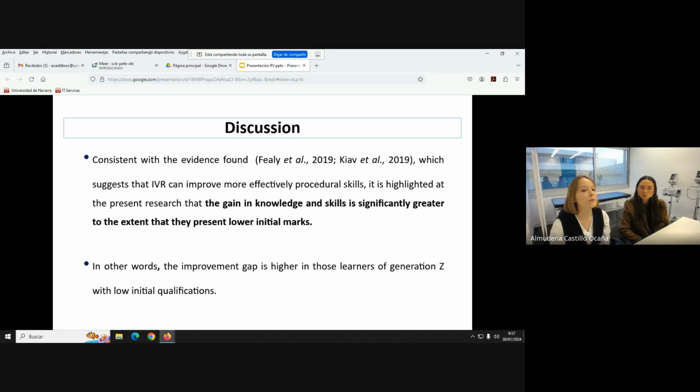Consistent with the evidence found, we suggest that OER can improve procedural skill more effectively. It is highlighted in the present research that the gain in knowledge and skill is significantly greater to the extent that learners present lower initial marks. In other words, the improvement gap is higher in those Generation Z learners with low initial qualification. That's what we found out in our research.